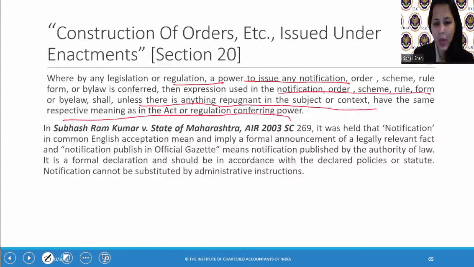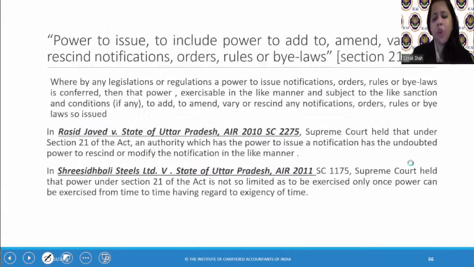This is what that section 20 says. In the case of Subhash Ram Kumar versus State of Maharashtra, common English acceptation means and implies a formal announcement of a legally relevant fact. And notification published in the official gazette means notification published by the authority of law, and it is a formal declaration.